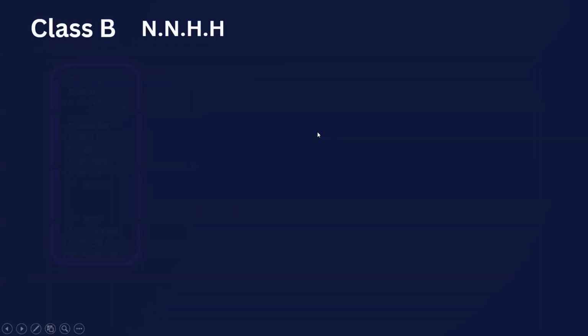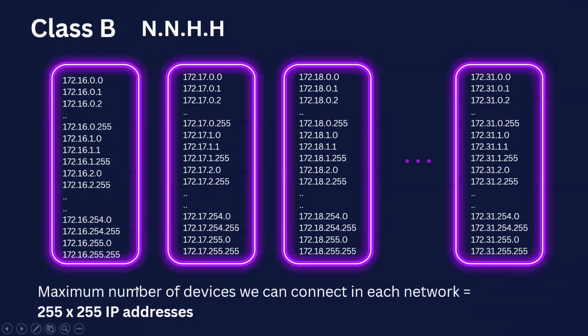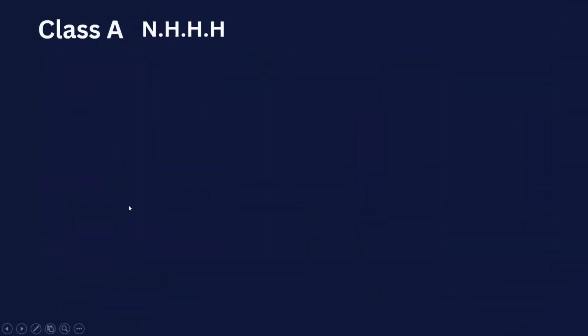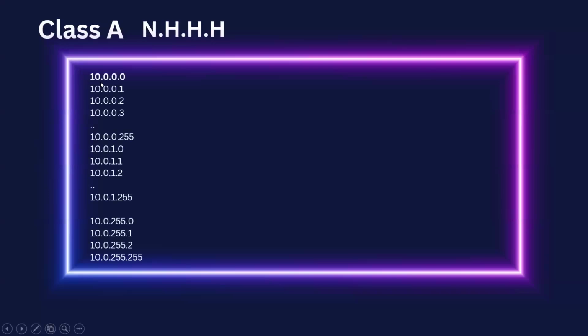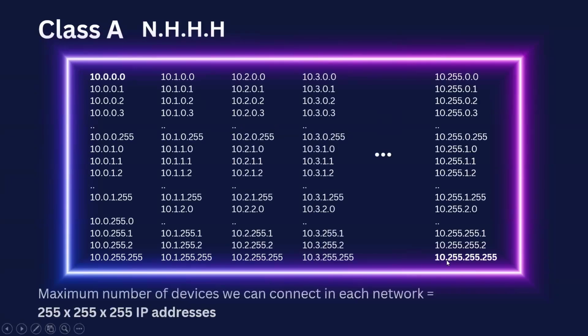Right. Finally, coming to Class A now. As mentioned, in Class B, you can connect in each network a maximum of 255 into 255 IPs. To be precise, it's 65,535 devices. And finally, when you come to Class A with one network portion and three host portions, all the IPs from 10.0.0.0 to 10.255.255.255 belong to one single network. And in this one single network, you can connect a maximum of 255 into 255 into 255 hosts.